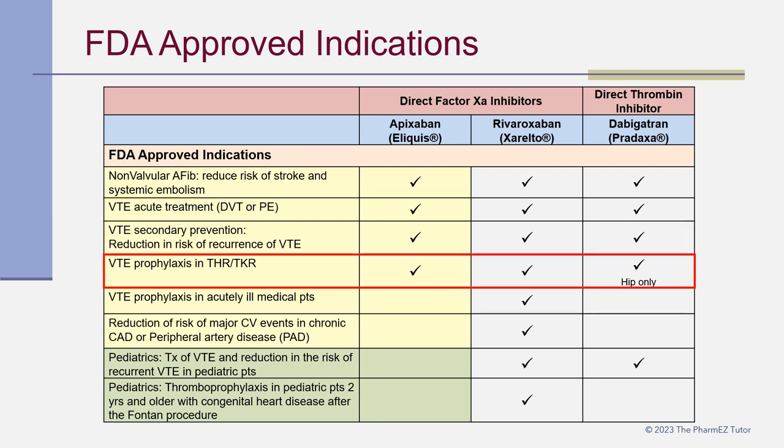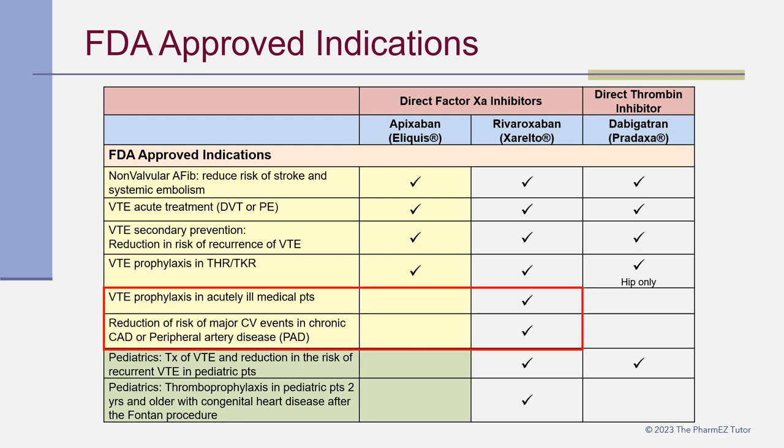The next use is for VTE prophylaxis in total hip replacement and total knee replacement. All three DOACs are approved for this indication, with the exception of dabigatran, which is approved only for hip replacement.